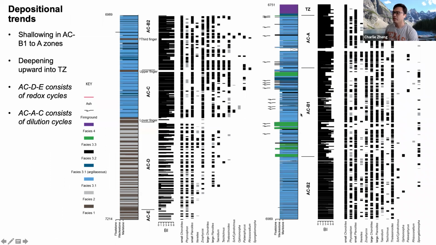So let's come back to this overall trend again. Based on the evidence we showed, the lower part is made up of fluctuating anaerobic to dysaerobic sediments. And then from the Austin Chalk C units to A units, they are composed of fully oxygenated sediments, but punctuated by dilution events or event deposits. And then from ACB1 to ACA, there are more frequent event beds, and toward the transition zone, the environment got deeper, probably a flooding event that pushed the whole system to an outer shelf to slope environment.